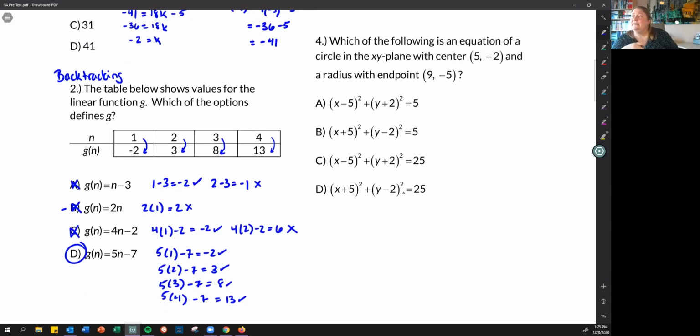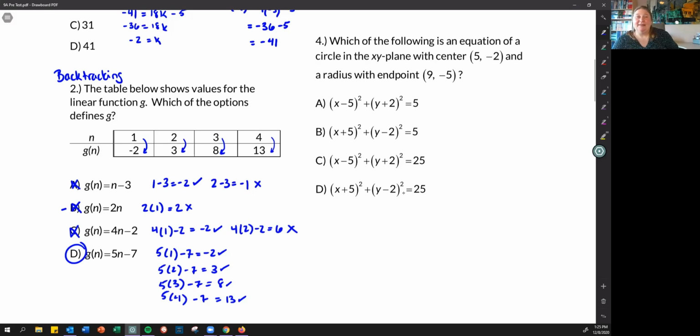Question 4 is about the standard form for a circle. This is in the functions chapter, but if you're really math savvy, you know a circle is not actually a function because it doesn't pass the vertical line test. This was a good chapter to put it in, so just bear with me.